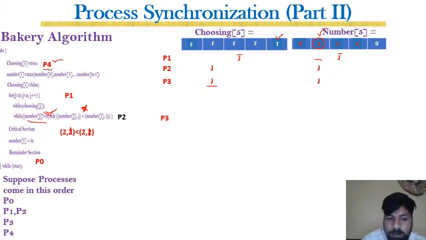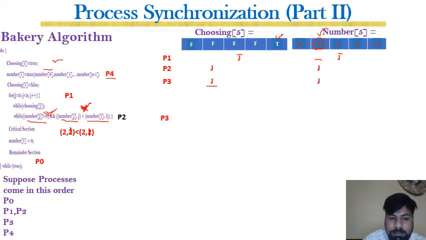But for the second part, number at j comma j should be less than number at i comma i. So number at j comma j means number at 2, 2. Sorry, because j is 1, number at 1, 1. So number at (1, 1) should be less than number at (3, 3), that is 3 and 3. So (2, 1) is less than (3, 3). Similarly, for P3, this part of the condition also becomes true, and now P3 is in the waiting state.